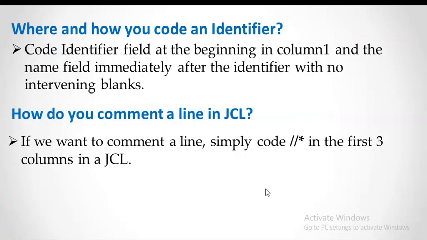Where and how do you code an identifier? Code the identifier field at the beginning in column 1 and the name field immediately after the identifier with no intervening blanks. How do you comment a line in JCL? If we want to comment a line, simply code //* in the first 3 columns in a JCL.